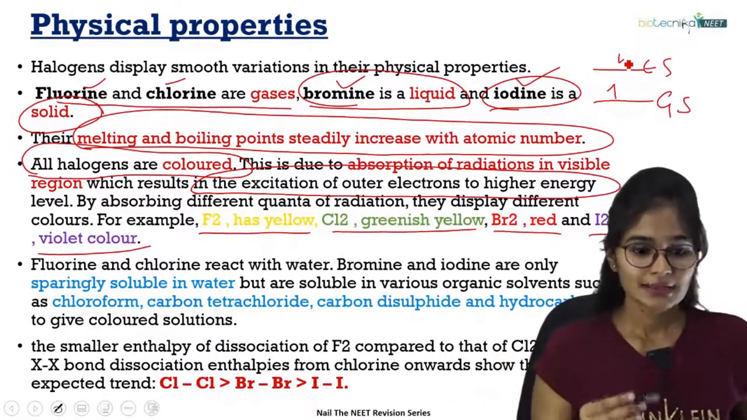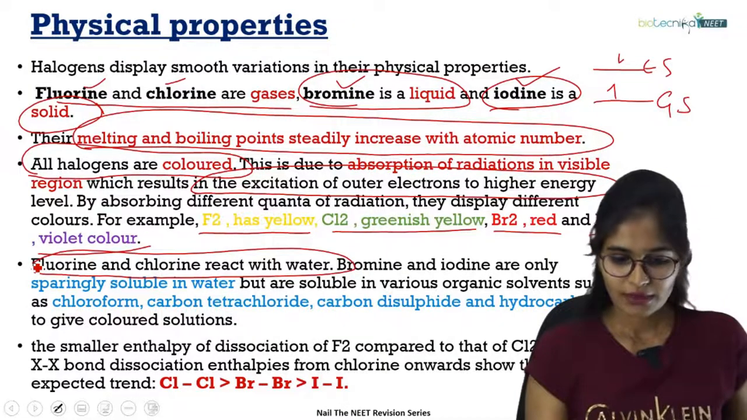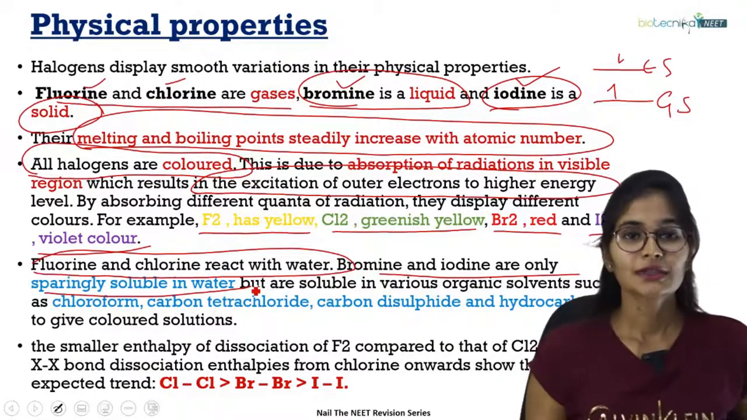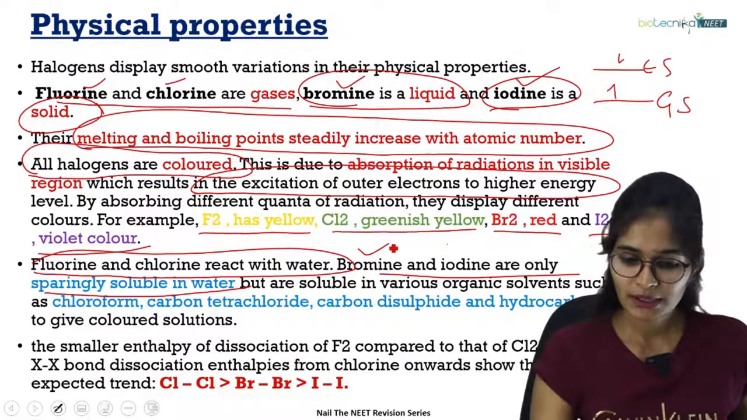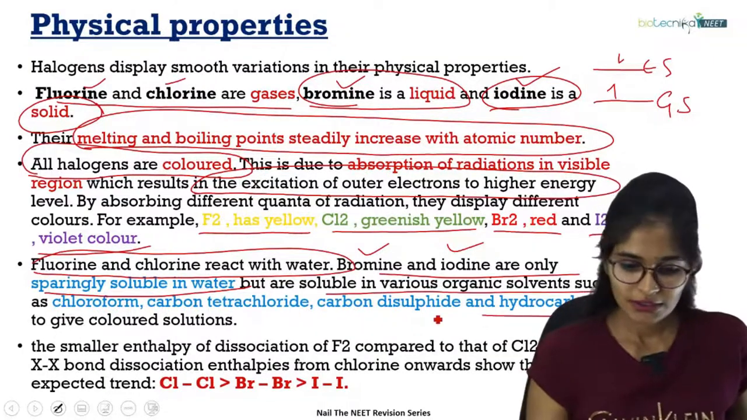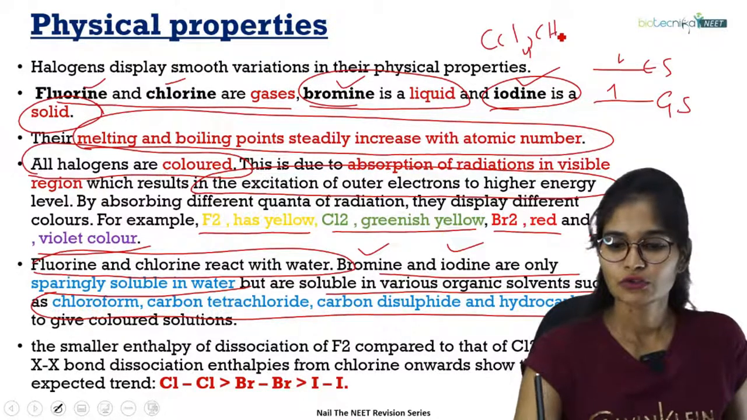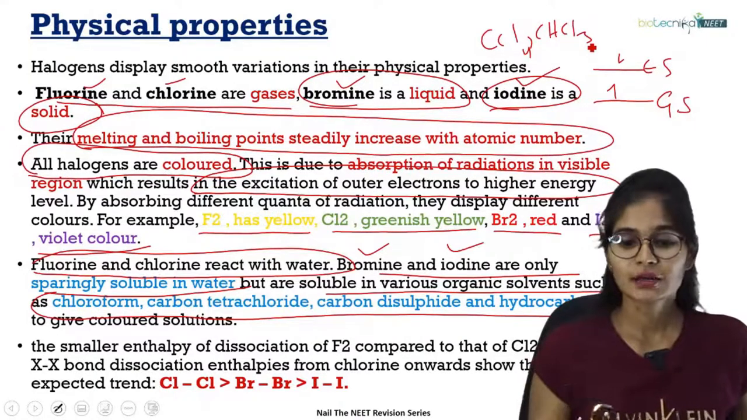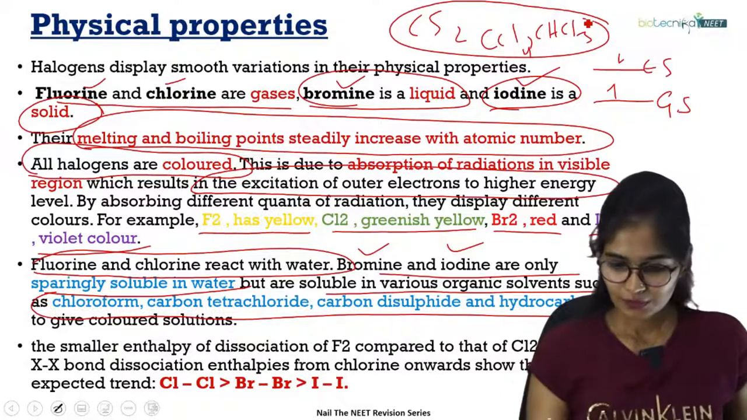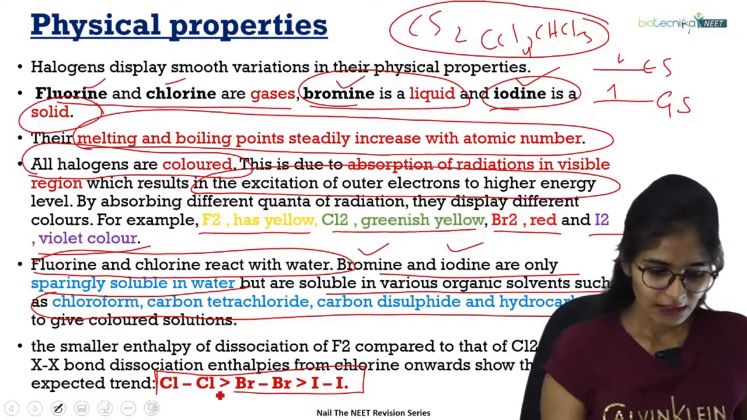Now coming to the next physical property, fluorine and chlorine react with water. All right. Bromine and iodine are only sparingly soluble in water. So with respect to solubility, bromine and iodine are sparingly soluble in water, and chlorine can react with water, but they are soluble in various organic solvents like carbon tetrachloride, that is CCl4, or else CHCl3, chloroform. Okay, or else carbon disulfide, CS2. So these are the solvents in which bromine and iodine are soluble.